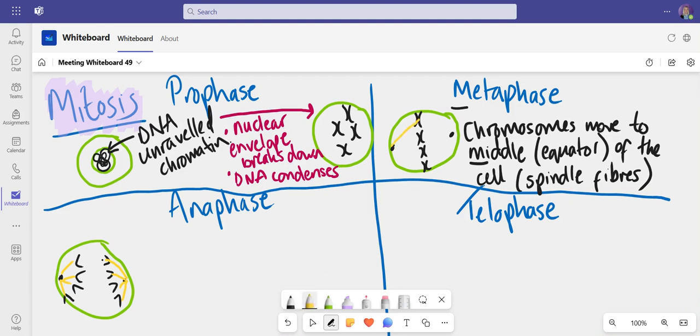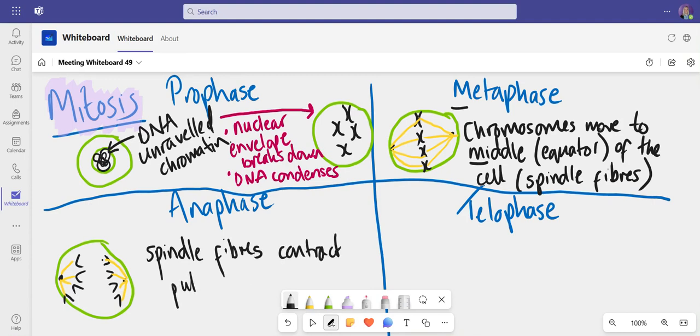So we had spindle fibres here attaching onto the centromeres, holding them or moving them to the middle. Okay, and then the spindle fibres have got shorter and started to pull them to the poles of the cell, so the edges of the cell. So the spindle fibres contract, which pulls the chromatids. So it's broken the chromosomes in half, and one chromatid is being pulled one way and one chromatid is being pulled the other way. So it pulls the chromatids to the poles.